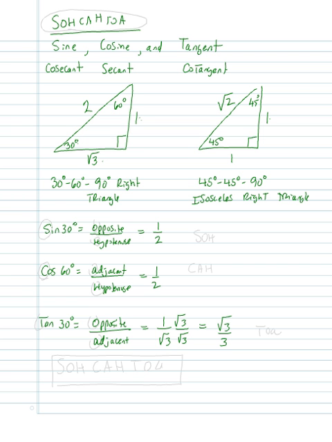Where does Sohcahtoa come from? Well, here's where it comes from. Sine is the opposite over the hypotenuse. That's the SO. Cosine is the adjacent over the hypotenuse. That's the CA. And tangent is the opposite over the adjacent. That's the TOA. When you put them together, it's a mnemonic device that helps you remember the three basic trig functions: sine, cosine, and tangent.